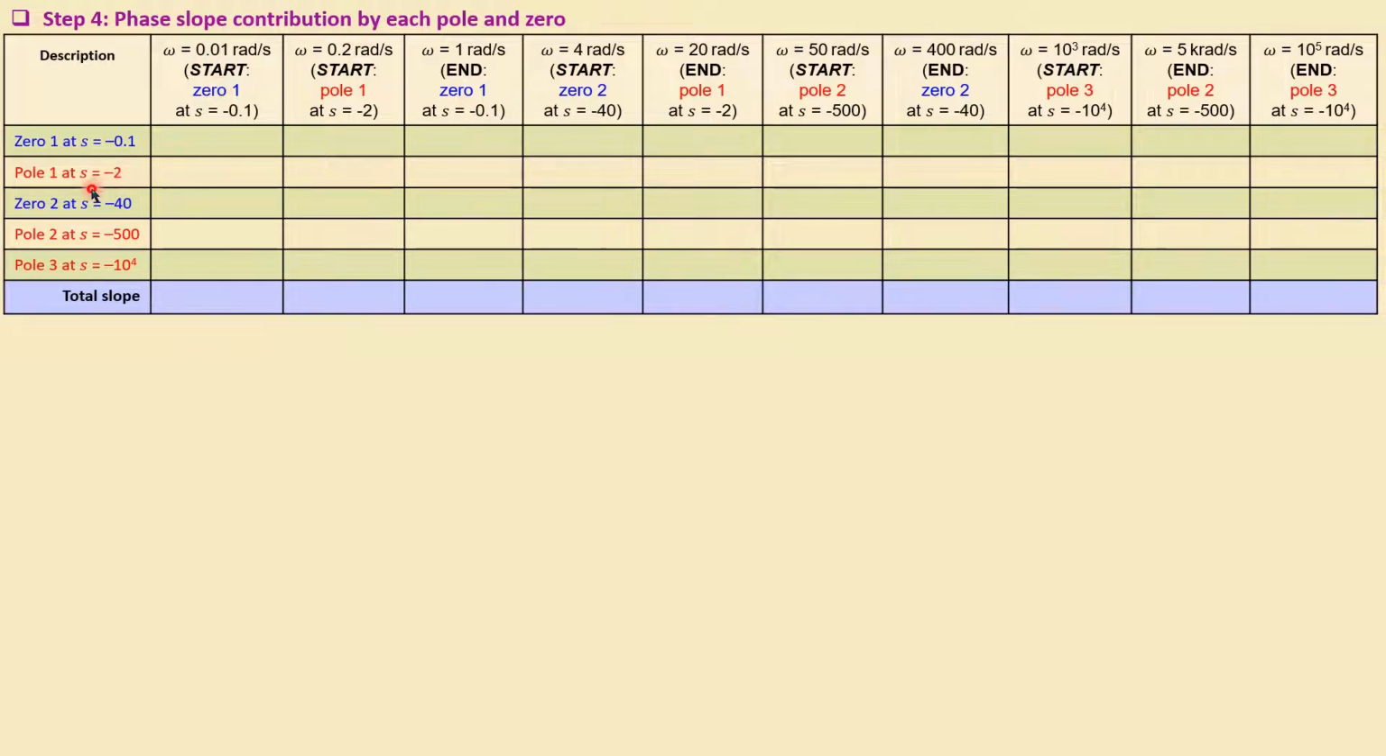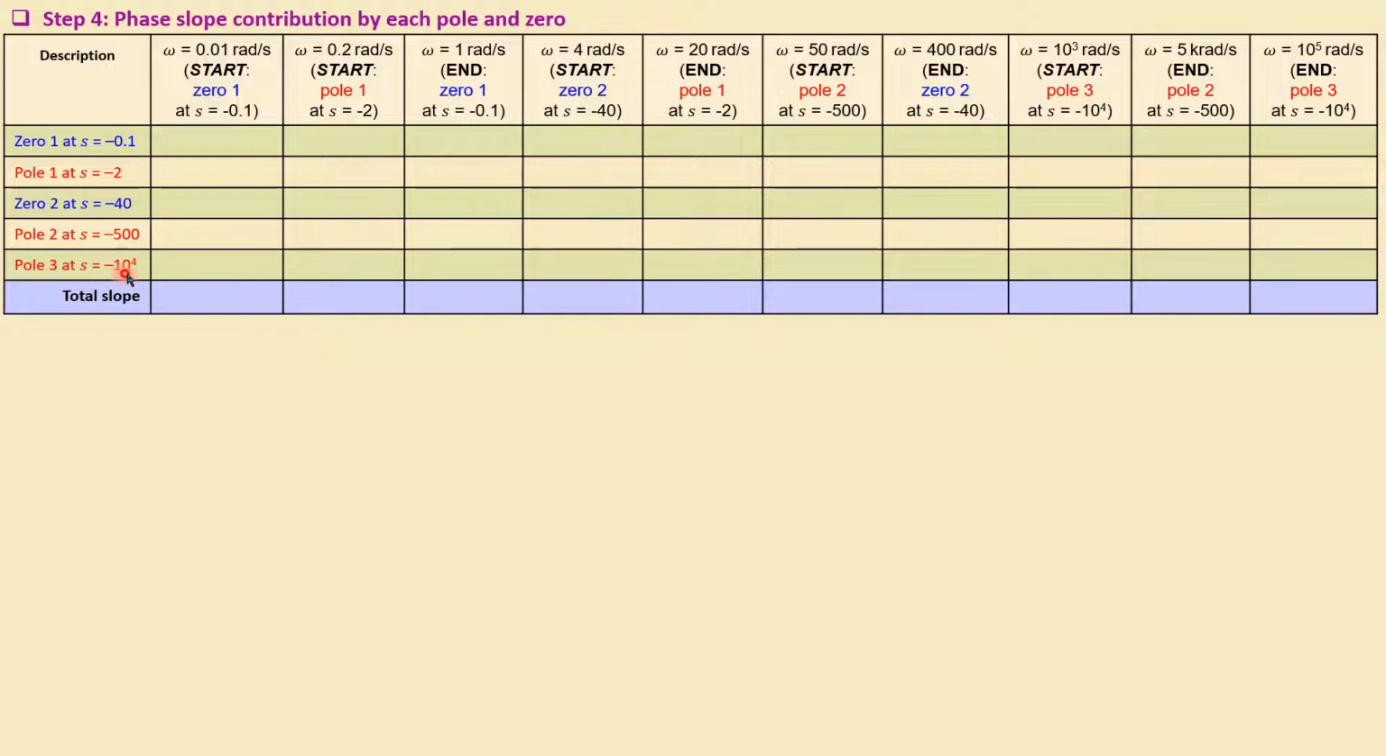Now looking at another break frequency, pole 1, it is at 2 radians per second. So I start at 0.2, that's the start of pole 1, but I end at 20. That's what you see here. So 10 times smaller, 10 times larger. Again for the 40, 10 times smaller, 10 times larger. For the 500, 10 times smaller, 10 times larger, 5 kiloradians per second.